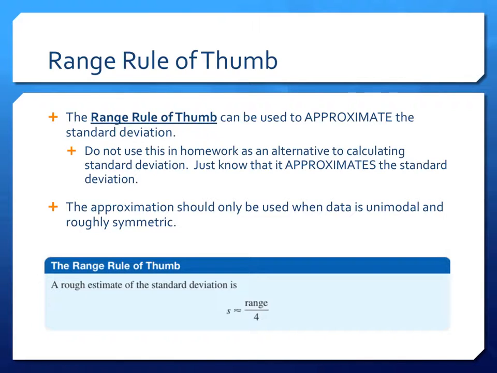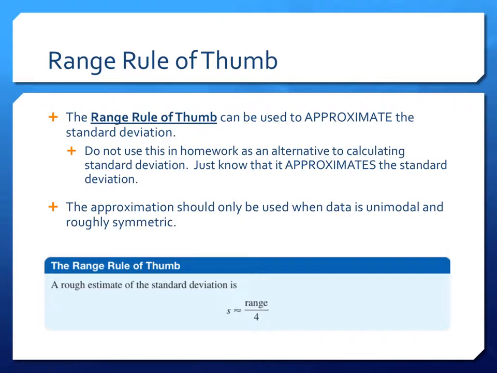So first of all, the range rule of thumb is a real easy calculation. You should not use this to find the standard deviation. You should use the big long method we learned in class. However, it can be used to estimate what the standard deviation will be, and I'm explaining it to you because some of the questions ask you to use it as an estimate. So do not use this in homework as an alternative to calculating standard deviation. Just know that it approximates the standard deviation. Also, it should only be used when data is unimodal and roughly symmetric.